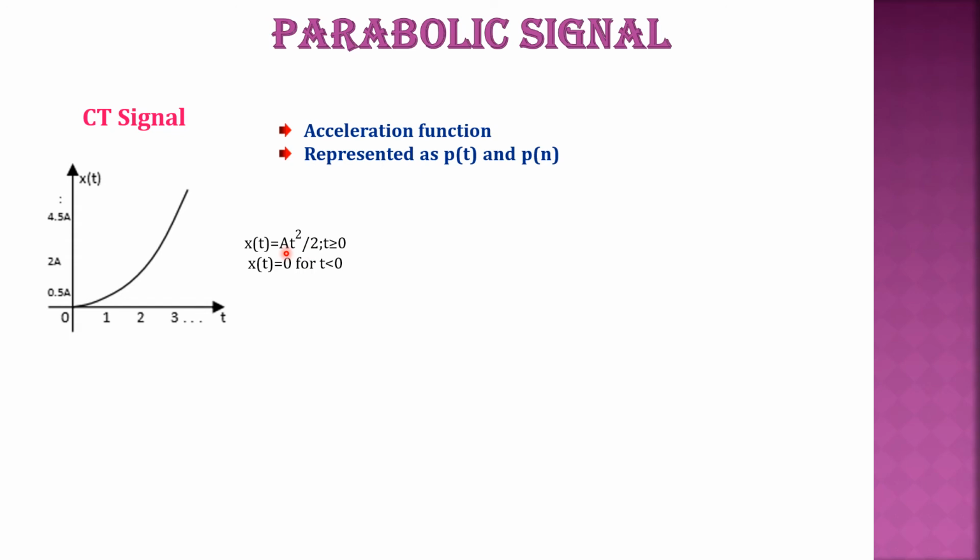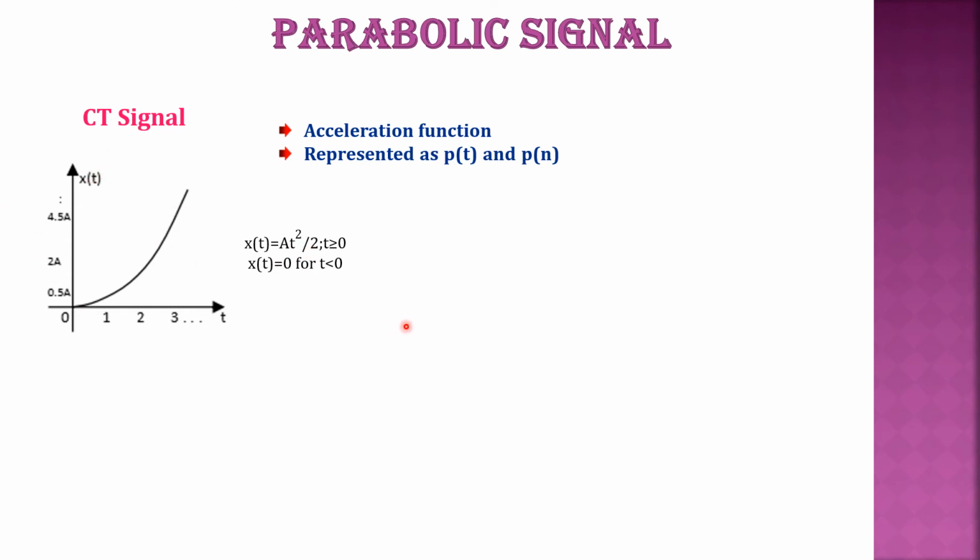Here what is a representing? A is nothing but the amplitude. The factor a can take any value, say 1, 2, 3, 4, anything. A represents the amplitude, and you get the shape of the parabola because of this function t square by 2. Now this is in the case of a CT signal.